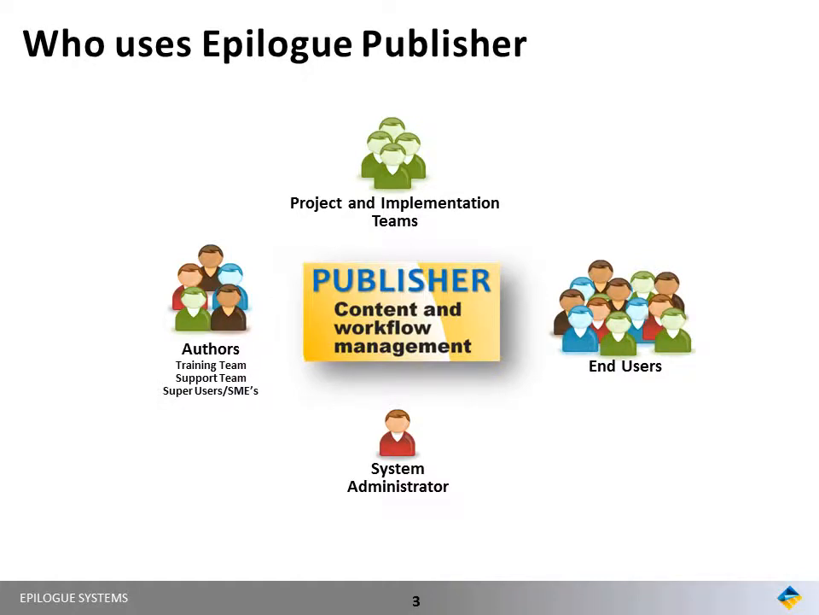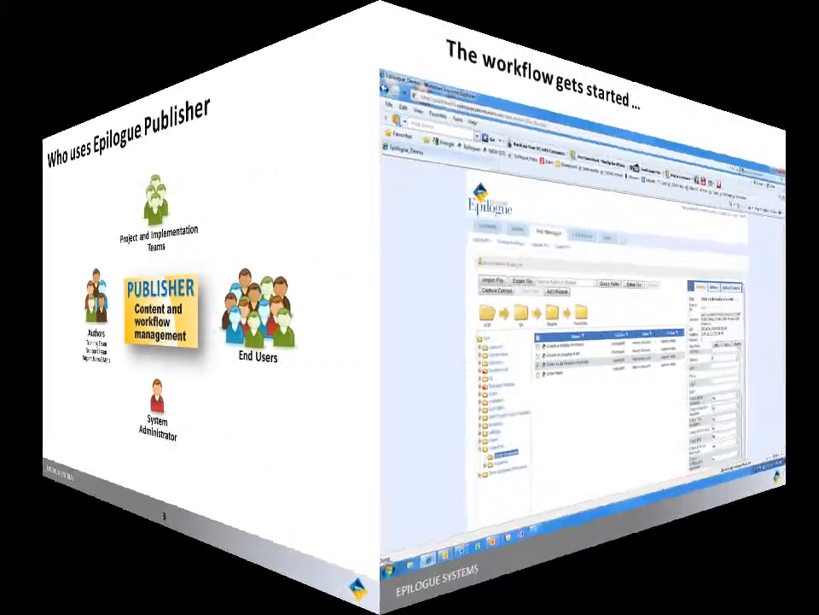Authors and project teams contribute content, participate in the QA and feedback process, and improve collaboration that reduces cycle times and miscommunications. End users use the content in real time. The system administrator oversees it all and gains critical information for targeting, training, and documentation efforts. This is all enabled by Publisher's workflow.